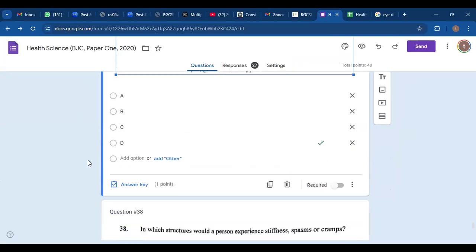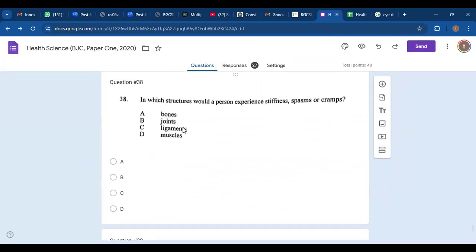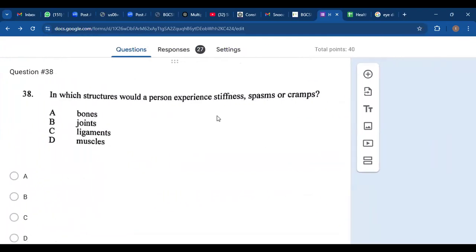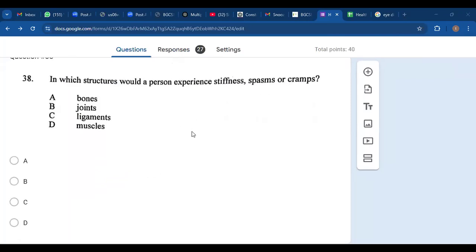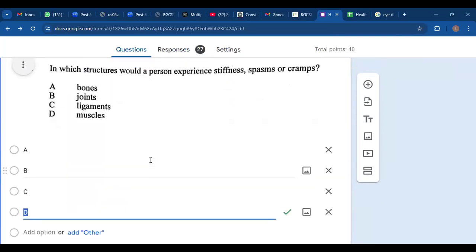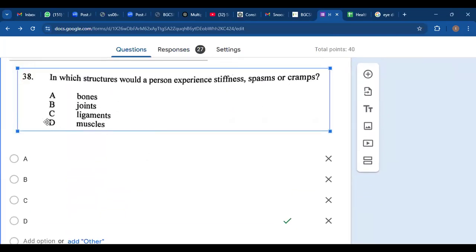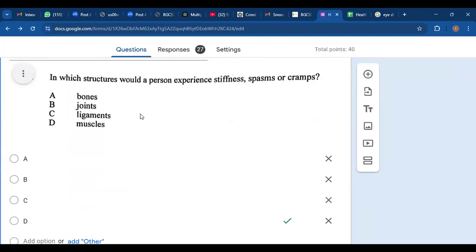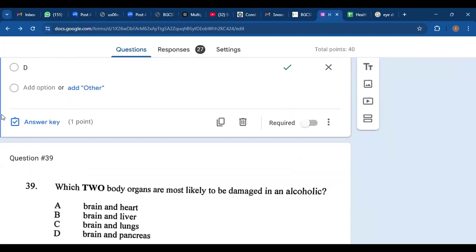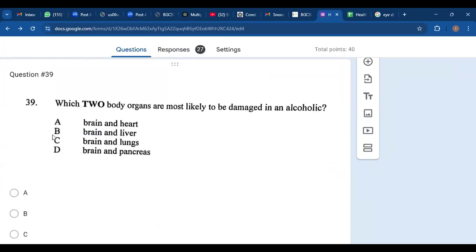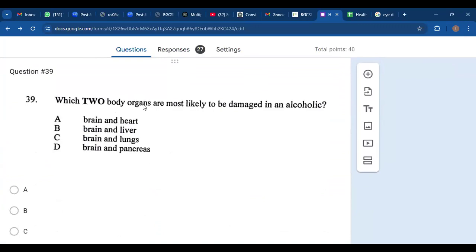Number 38. In which structures would a person experience stiffness, cramps, or spasms? D. Muscles. Anyone ever got stiffness, cramps, spasms like that? Yeah, just like Steph Curry is going through it. He has muscle spasms. Makes you feel dizzy. Okay, number 39. Which two body organs are most likely to be damaged in an alcoholic?